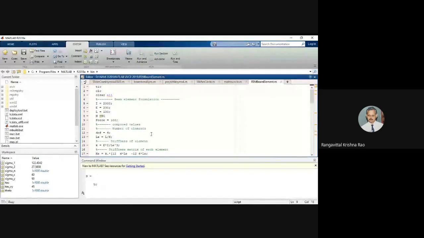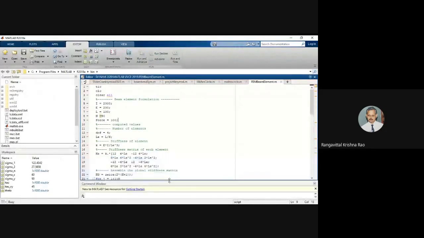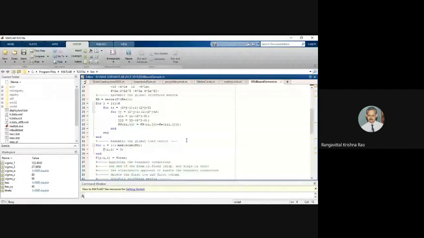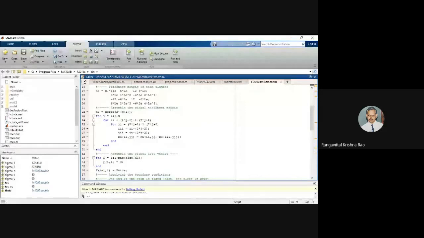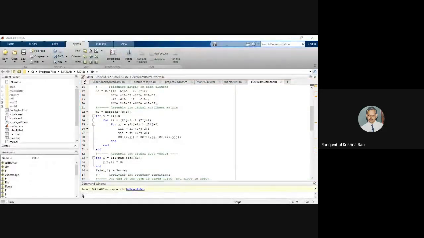See, this program is of course written by Professor Santosh, and if I run it, obviously I can just check the convergence value. I can just change the number of elements and get the plot. Okay, the plot is also not coming.